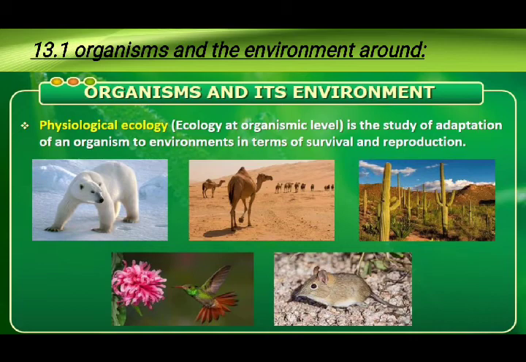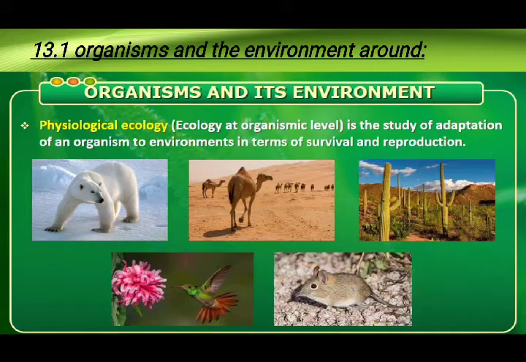Hello students, let's start with 13.1 Organism and Environment. As you know, in the previous lecture we have seen the four biological organizations of an ecosystem, that is individual, population, community, then your ecosystem, biomes and biosphere. In this chapter we are going to explore only two of them, that is your organism and population.